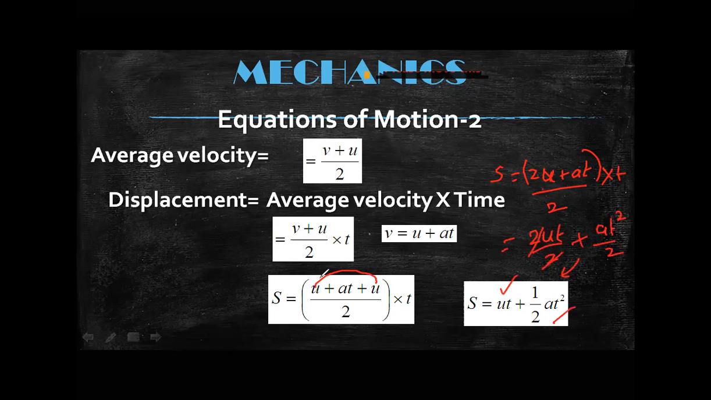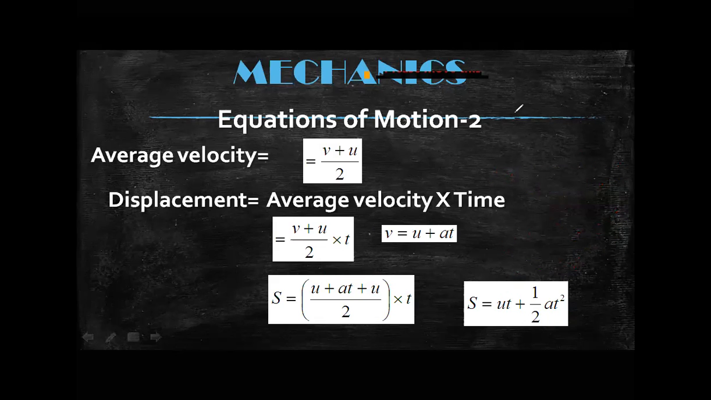So you should be able to keep this in mind. It's a very simple derivation. You must know the average velocity, and you have to calculate the displacement as average velocity into time. Wherever the final velocity is there, v is equal to u plus at, you have to substitute it, then simplify. That's it. Very simple derivation. Okay, moving to the next slide.